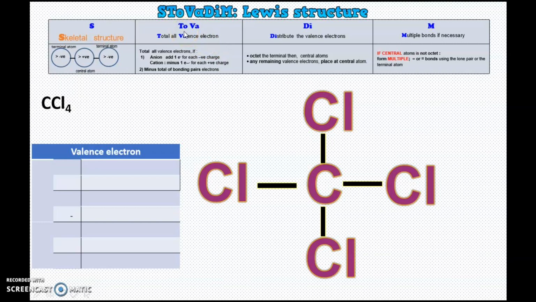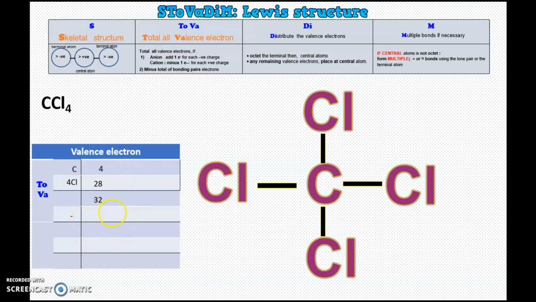Step 2 is TOVA, which refer to total all valence electron. Calculate the total number of valence electron in CCl4. The valence electron for carbon is 4. The valence electron for chlorine is 7 times 4 equals 28. Therefore, the total number of valence electron in CCl4 is 32.